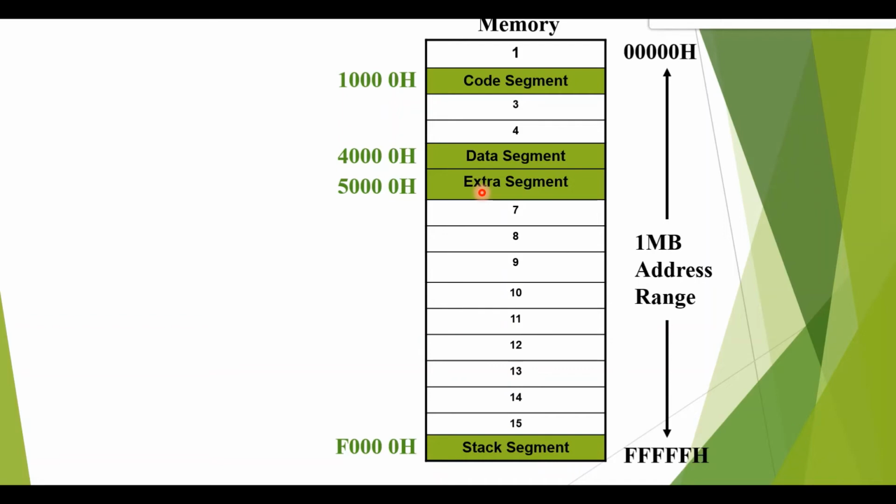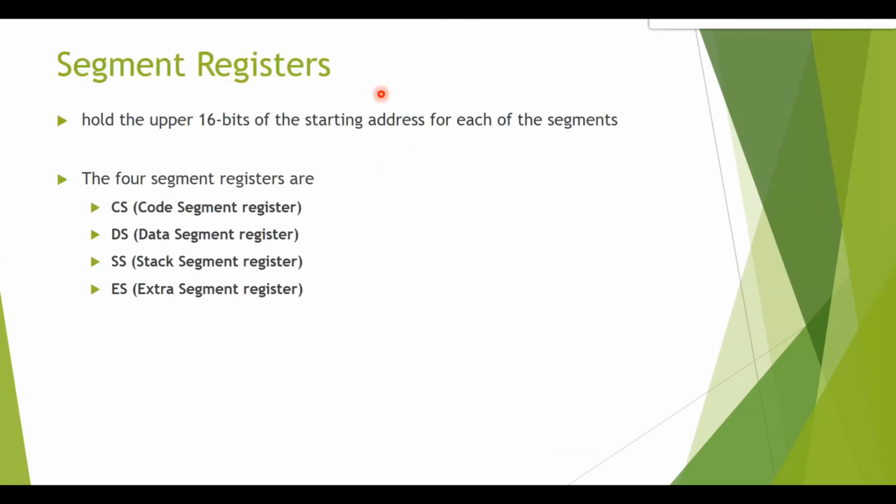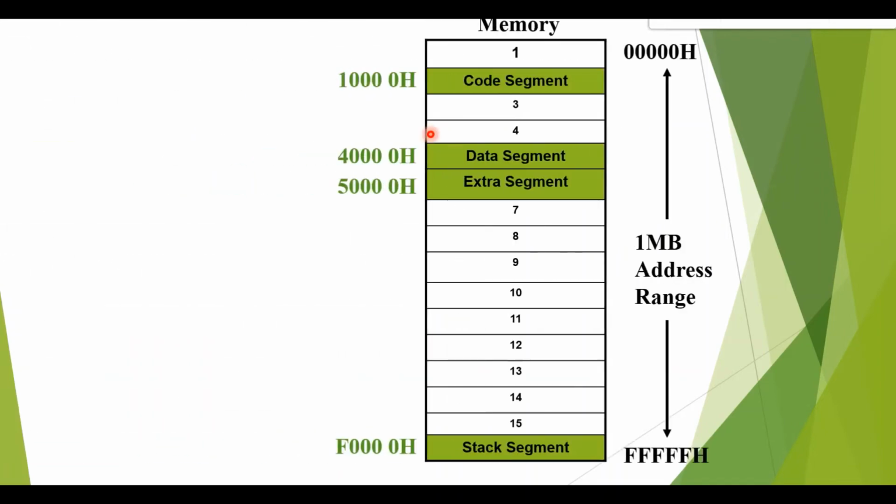But here the registers which are used in the 8086 microprocessor can only hold 16-bit information. So the segment registers which we discuss here can hold only the 16-bit starting address. But while communicating with the memory location, we require 20-bit addresses. Then how do we generate the starting 20-bit address of this particular segment?